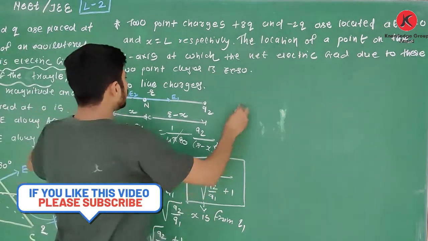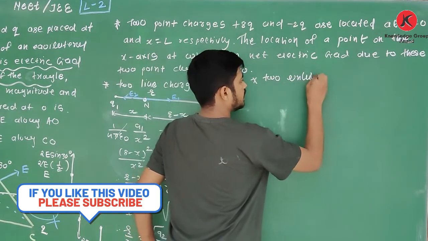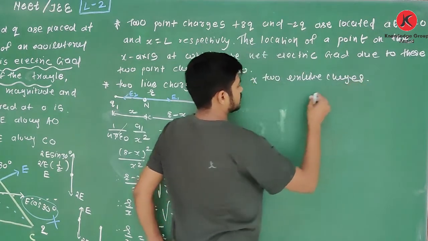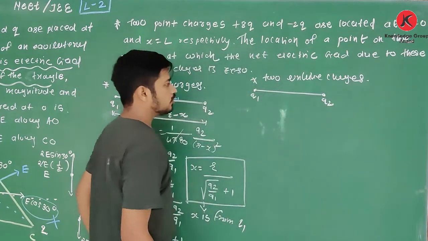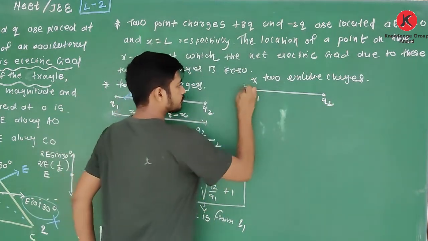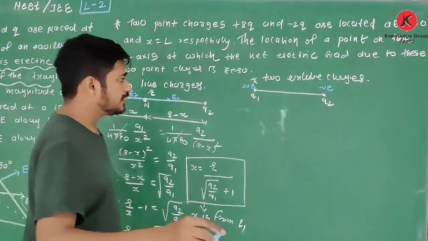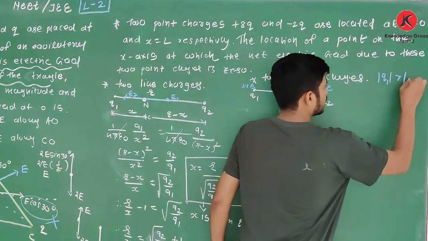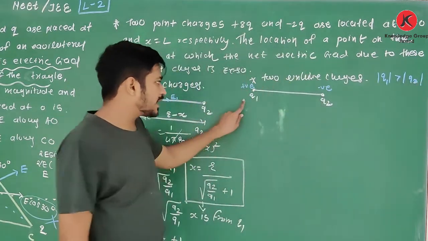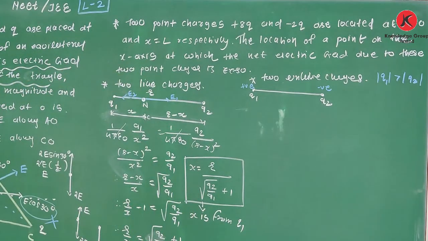Now when you are given two unlike charges, say Q1 and Q2, for example let Q1 be positive and Q2 be negative. We are also taking one condition: the magnitude of Q1 is greater than the magnitude of Q2.